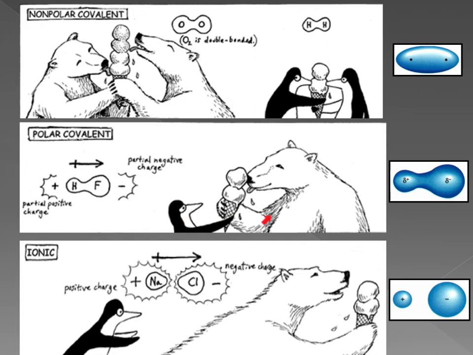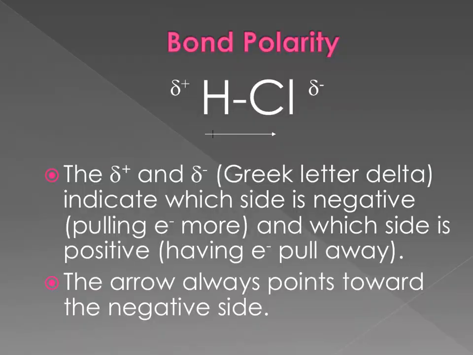Polar covalent, again, HF, hydrofluoric acid. This end will be slightly negative, this end will be slightly positive, and with a very large electronegativity difference, he is taking the electrons away, he's taking the ice cream away, and now we have ions, cations and anions.